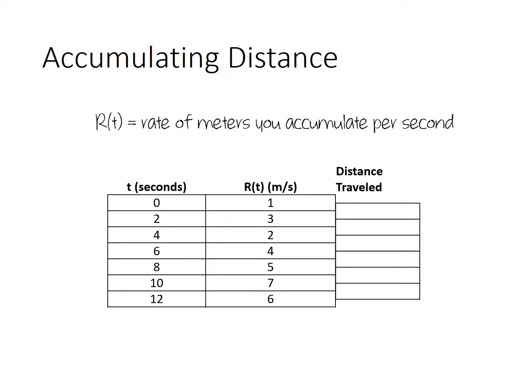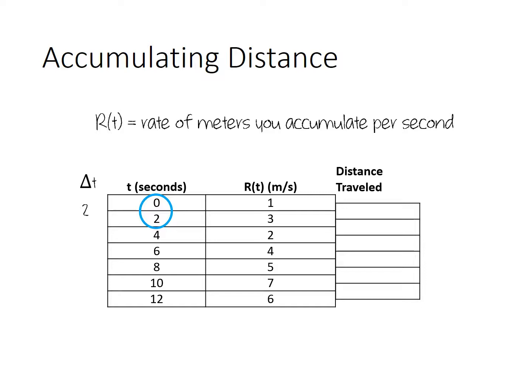For example, let's say the function r of t tells you the number of meters a moving car accumulates per second. That is, r of t is really your speed. And let's say you collect some data that shows the rate of accumulation. So if you looked at the first interval from 0 to 2 seconds, that has a change in time of 2 seconds. For the rate for that interval, you could either use the rate at the beginning of the interval or at the end. For now, we'll use the value at the beginning of the interval.